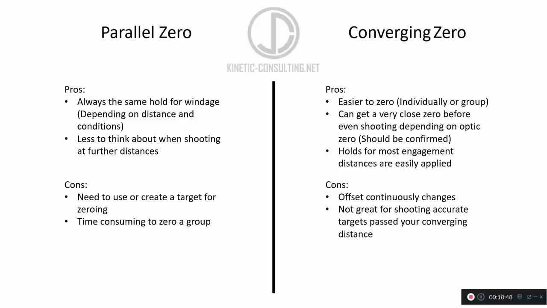Also, you can double check that your zero is good, or at least close, in the daytime before missions just by aiming at 50 yards and checking through your day optic. So pretty cool, very, very useful technique.